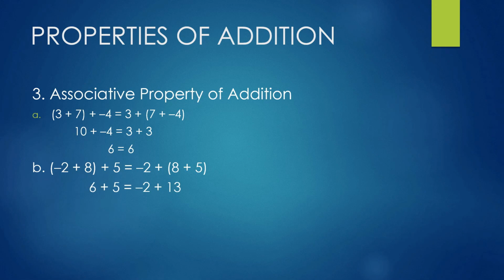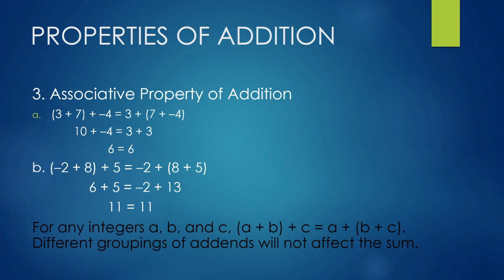So we have finding the sum of negative 2 and 8, we have 6 because they are unlike signs. So we have 6 plus 5. For the right side, that is 8 plus 5, which is 13. So finding the sum or the answer for this, 6 plus 5 is 11. Negative 2 plus 13, we have 11 because we have unlike signs. So 13 minus 2 is also equal to 11.